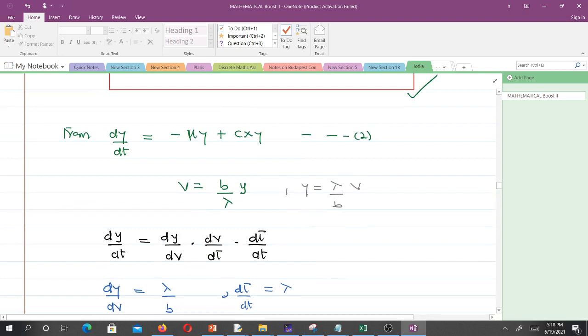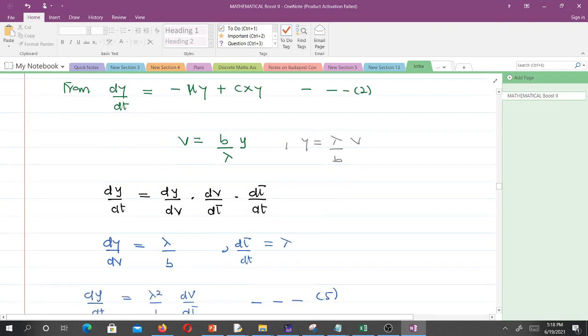So from the second equation, we have dy/dt equals minus mu y plus cxy. And from the equation that we wrote down, we said v is equal to b over lambda y. So making y the subject, we get y will be equal to lambda over b v. When we differentiate y with respect to tau, we are going to get lambda over b, and d tau dt will give us lambda, because tau is equal to r lambda t.